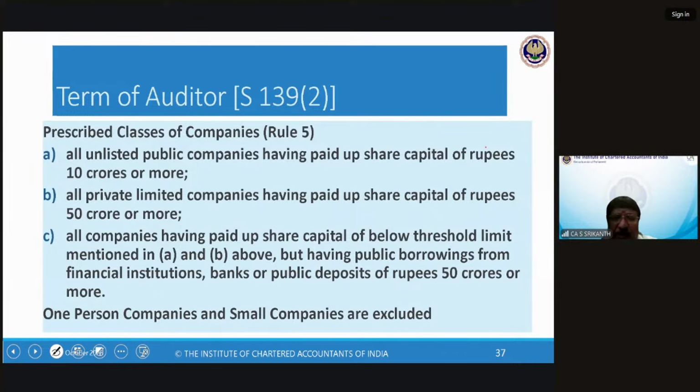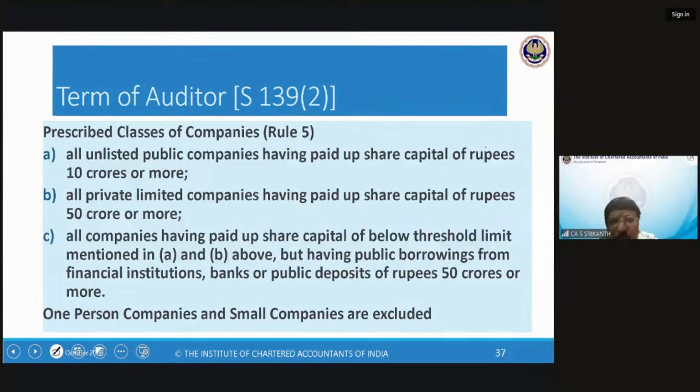So all companies having paid up share capital below the threshold, but having public borrowings from FIs, banks, or public deposits of rupees, in total, if all these add up to 50 crores or more, then rotation of auditor applies. See, the idea of rotation of auditor is the assumption that if the same person continues for a long period, there will be collusion, a friendship between the management and the auditor, and there could be a possibility of fraud. Of course, nothing wrong in rotation, and this again arises out of Satyam, the fact that the auditor could be there for a long time and become close to the management.